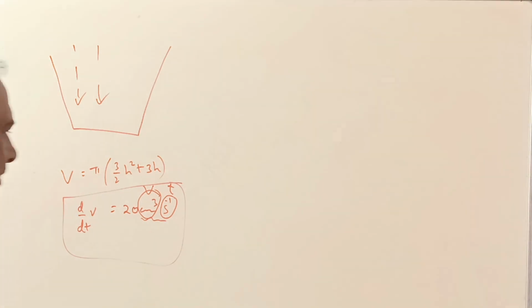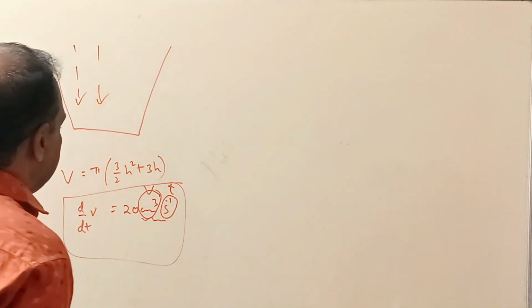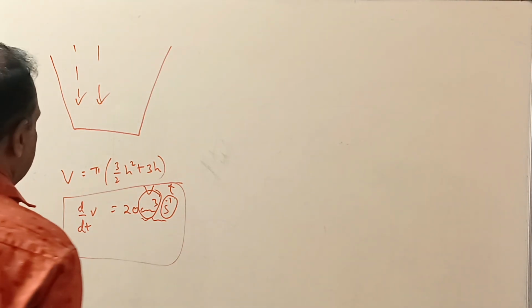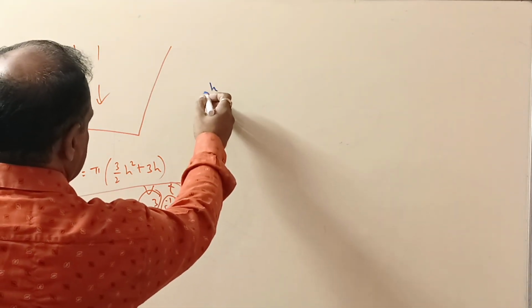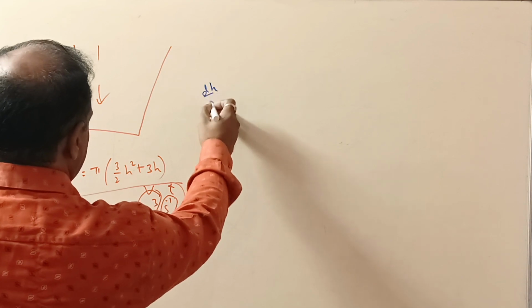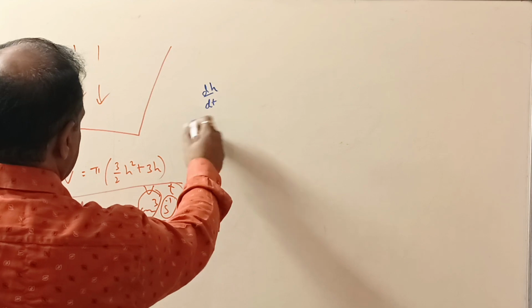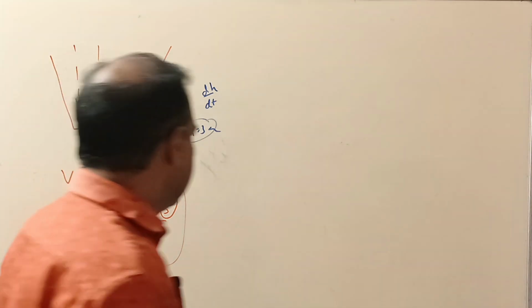Now here we have d by dt of V equal to 20 centimeter cube per second. Now we have to find the rate of change of height of the water with respect to time when the height is equal to 3 centimeter. You have to find the rate at which the height of the water is increasing.